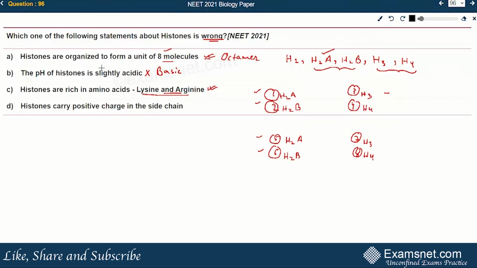Okay, not acidic. Now the last statement is histones carry positive charge in the side chain. This is also correct. Why? Because histone has to remain in association with negatively charged DNA molecule, right? You know that DNA is negatively charged. Okay, so in order to remain intact with this negatively charged molecule, it has to be positively charged. Okay, therefore it carries positive charge in the side chains. Okay, so the only wrong statement is statement B.